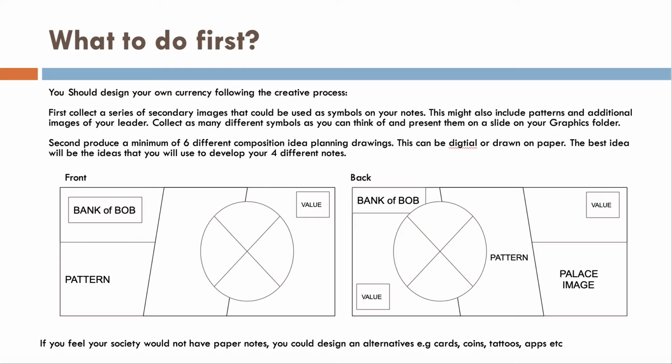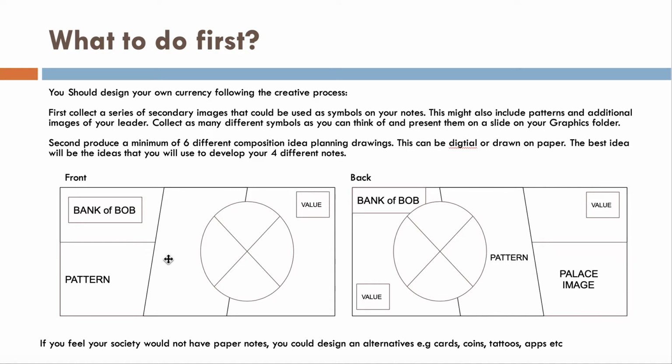When you've completed the mood board, where you've collected all these symbols on a slide on your Google PowerPoint, I'd like you to do a series of 6 different composition ideas, and that includes the front and the back. They can be done digitally or they can be drawn on paper. But remember to think about presentation. I do want these presented on your Google Graphics folder.